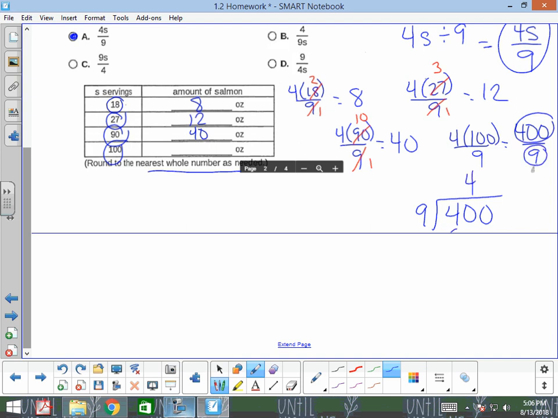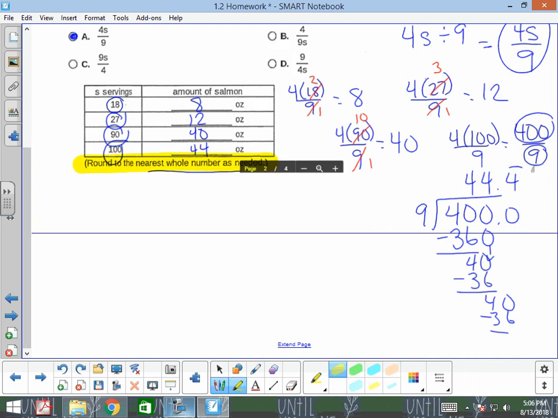So dividing, subtracting, bringing down, and notice that this is going to be, oops, sorry, that's 36. This is going to keep going. It's going to keep repeating 4 every single time. So this is 44.4 repeating. Rounding to the whole number, we talked about rounding, that would be 44. So be careful, watch these directions that are in parentheses. They're very important to getting these correct.